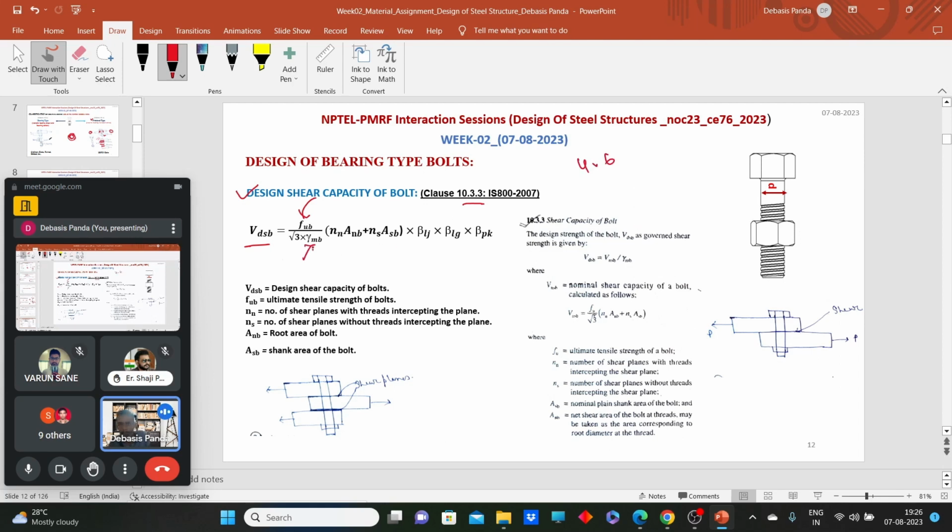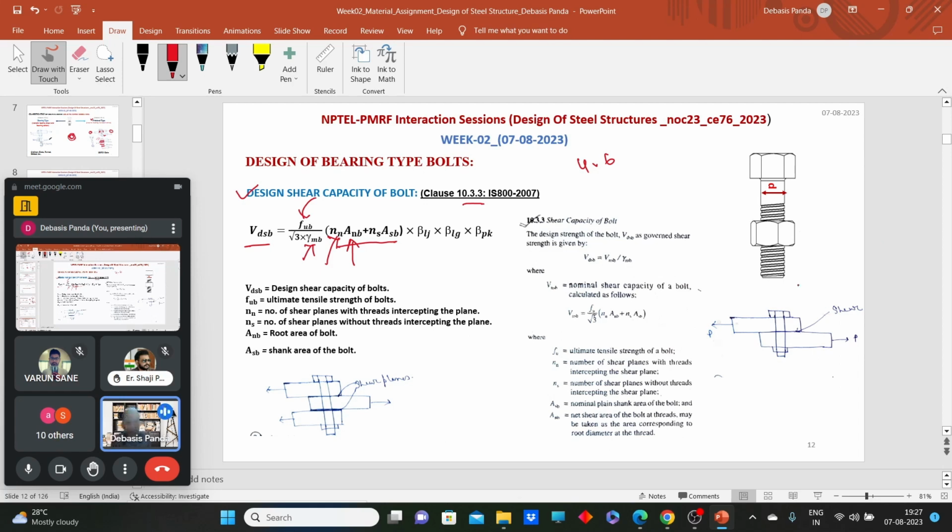Now what is that gamma MB? That is the partial factor of safety for the bolt. From where can we get the value? From Table 5. And what is the value? 1.25. Now come to this portion. Here the shear plane comes into play. We know the terms A and B. What are they? They are the net area or root area of the bolt. Now NN, come to this phenomenon. What is that NN? NN means the number of shear planes passing through the root.